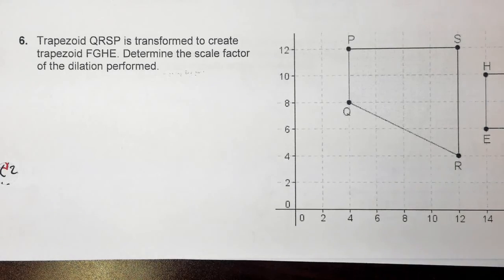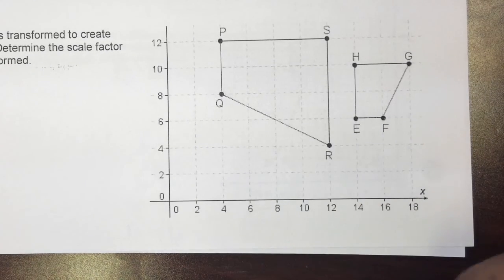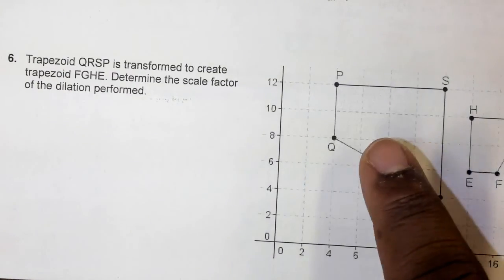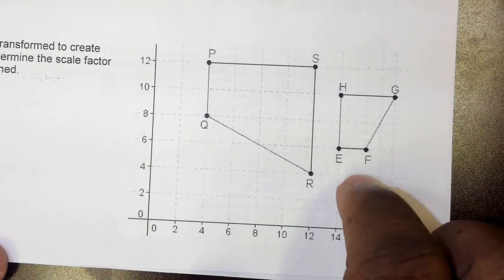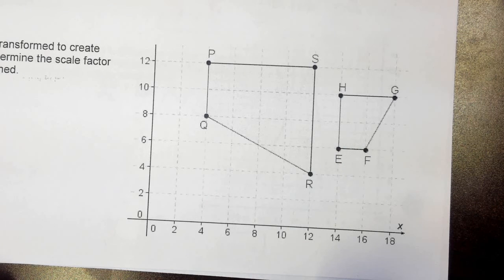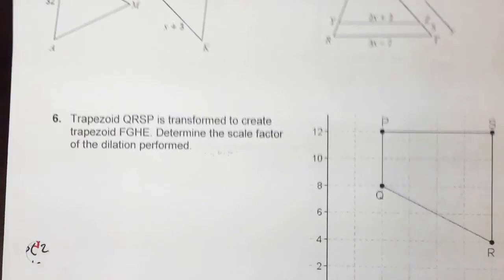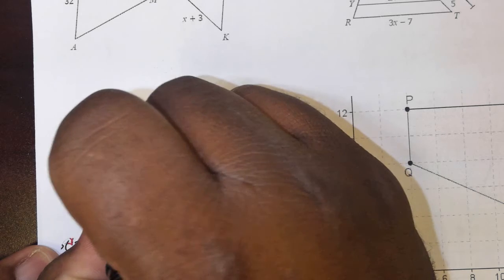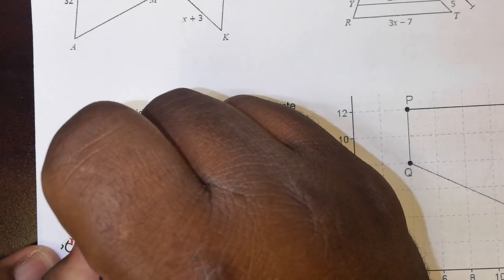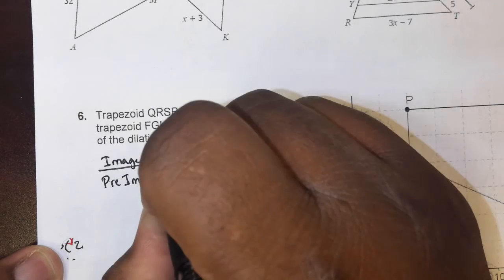So it is, and we'll talk about dilations tomorrow. It is a dilation because the image, they say they went from the QRSP image to the FGHE one. It got smaller from here to here. So this is a dilation, which is considered a reduction. But we can still find a scale factor off of this just by being able to count. What you need to understand is your scale factor has to be image over pre-image. I'm going to write that down for you. It should be your image after the transformation over your pre-image, the one you started with. That's how you're going to write your scale factor.